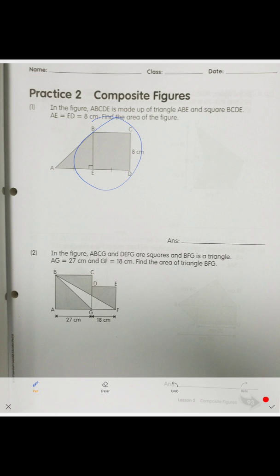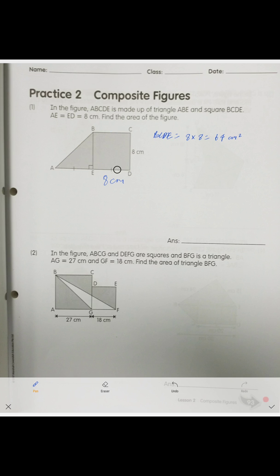We have a square and the side of the square is 8 centimeters. So this is 8 centimeters too. The first thing we can do is calculate the area of the square BCDE. BCDE is equal to 8 times 8, which is 64 square centimeters.